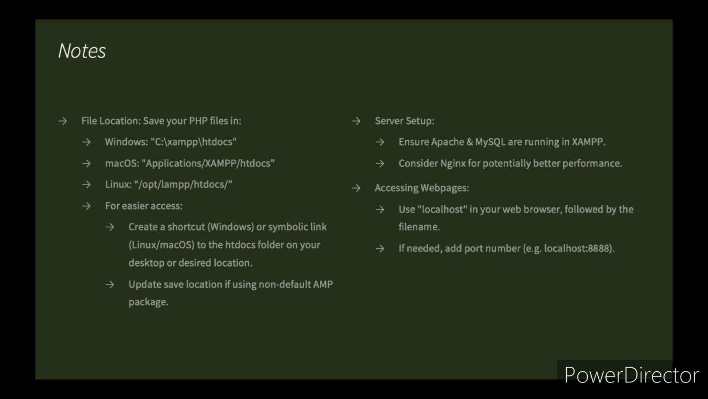If you want to save your PHP files, go to C:/xampp/htdocs. Or if you have macOS, go to Applications, XAMPP, htdocs. Or if you have Linux, go to opt, lampp, htdocs. For easier access, create a shortcut for Windows or an alias on Linux or macOS to the htdocs folder on the desktop or your desired location.